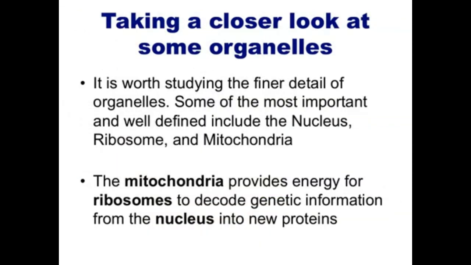Let's take a closer look at a few of these organelles. The three that we will focus on are the mitochondria, ribosomes, and nucleus. Remember that the nucleus sends genetic instructions to the ribosome to be processed and translated into protein, and that all of these steps require energy supplied by the mitochondria.